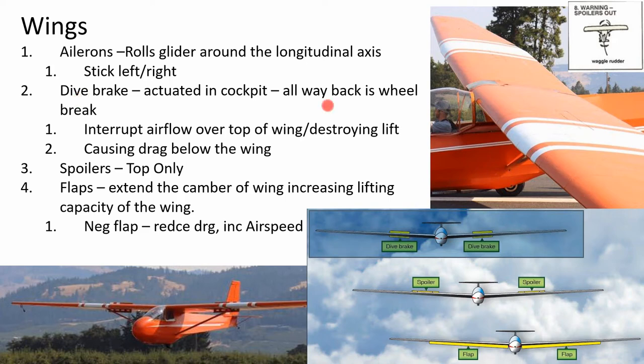And then we get into dive brakes, which are on the wings, and you can see kind of the profile picture here of dive brakes. Dive brakes can be some type of metal or a composite material that will come up out of the top of the wing and the bottom of the wing, destroying lift on the top and creating drag on the bottom.